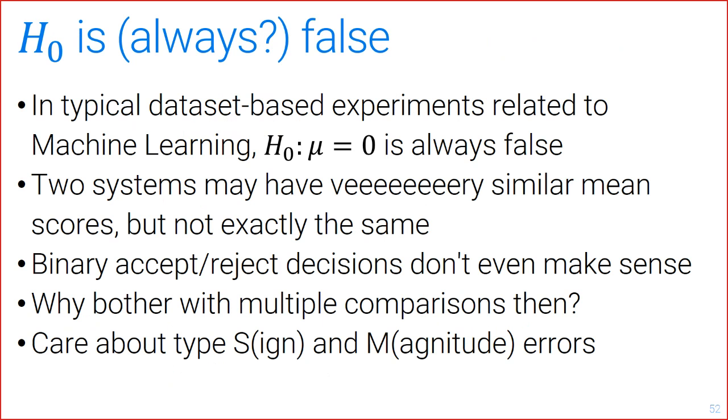And again, consider that the null hypothesis may be always false by definition. So it's just that the effect might be very, very small, but no one cares about it. There's no relevance of it. So these binary accept-reject decisions don't make sense. It's about, do we have enough power to detect a certain effect size or not? So we have to care about the sign and the magnitude of our conclusions. That's what we should do.